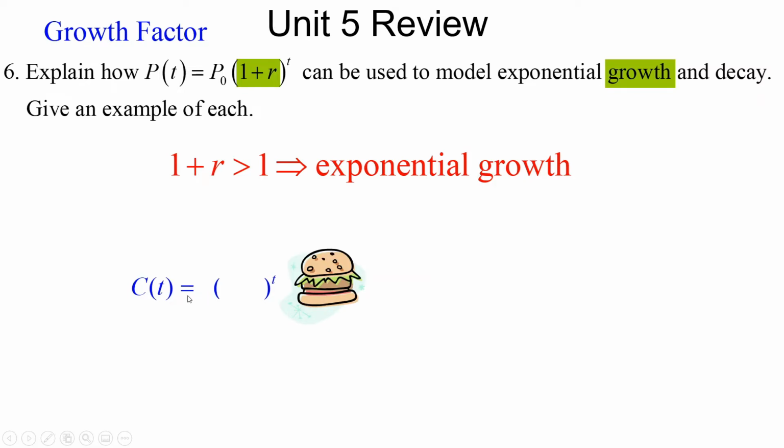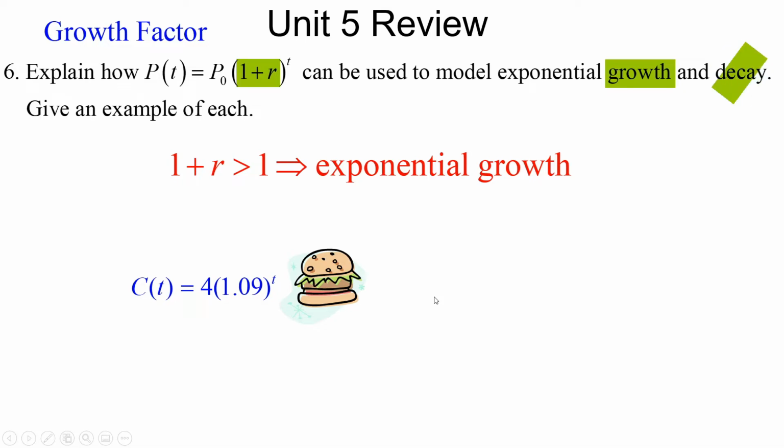There it is, yeah. We had the $4 burger that was going up in price by, I believe, 9% every year, so our growth factor was 1.09. Now, that's not a whole bunch greater than 1, but it is greater than 1, which means this is an example of exponential growth. Every year, the cost of that burger gets higher and higher.